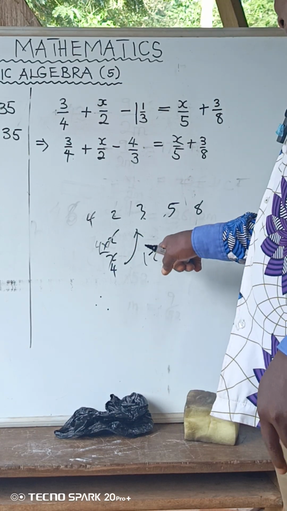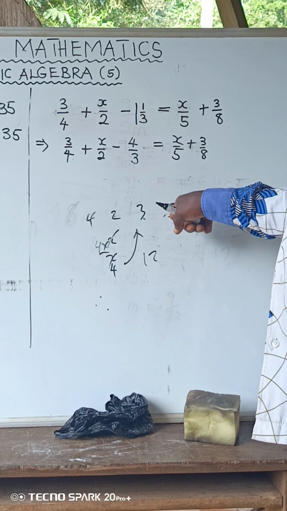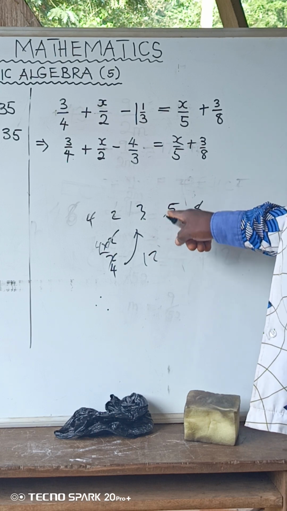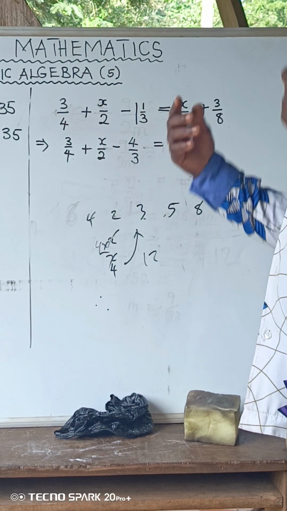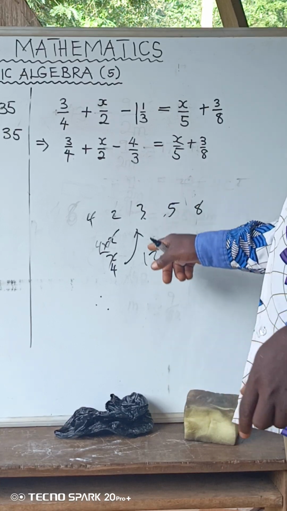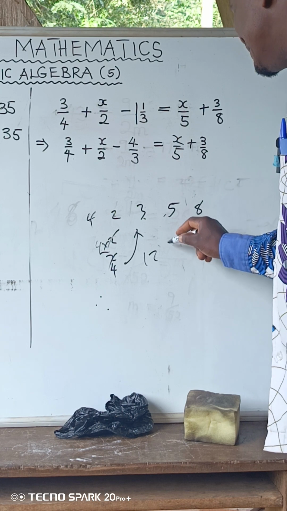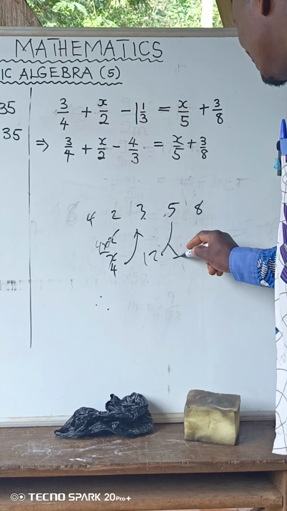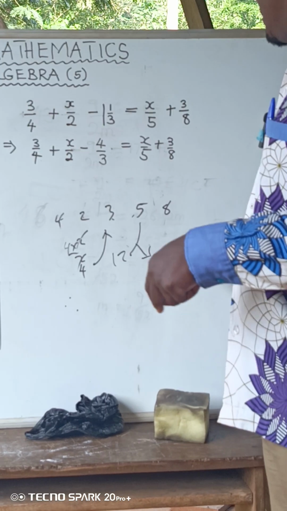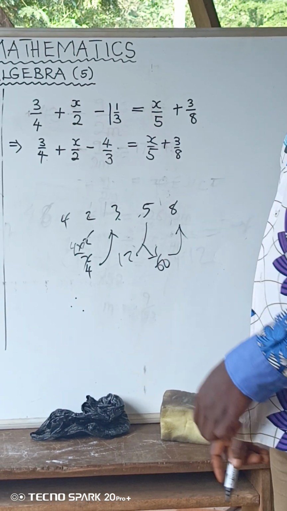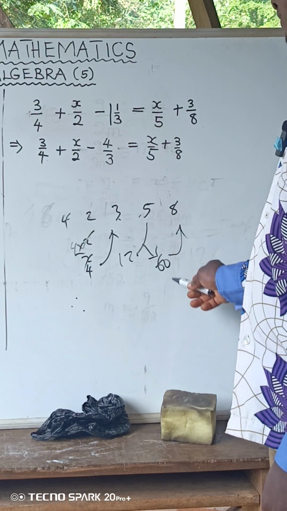You can go and find the LCM between this and this, 12 and 5. The only number that can divide them without remainder is still 1. So the LCM is just 12 times 5, which is 60. So it is 60. Now, you find the LCM between 60 and 8.